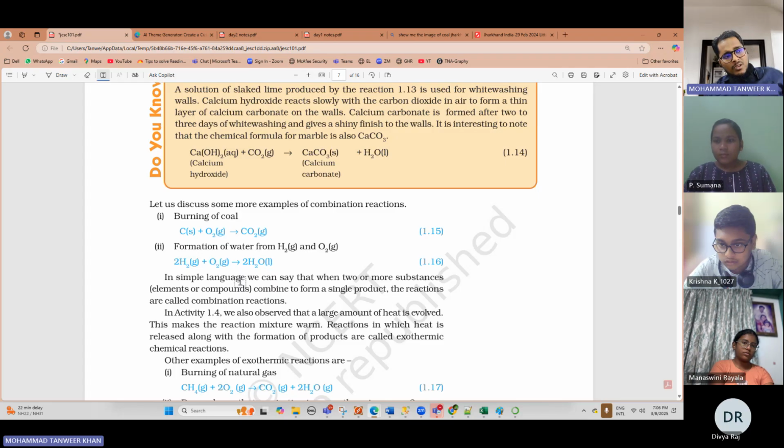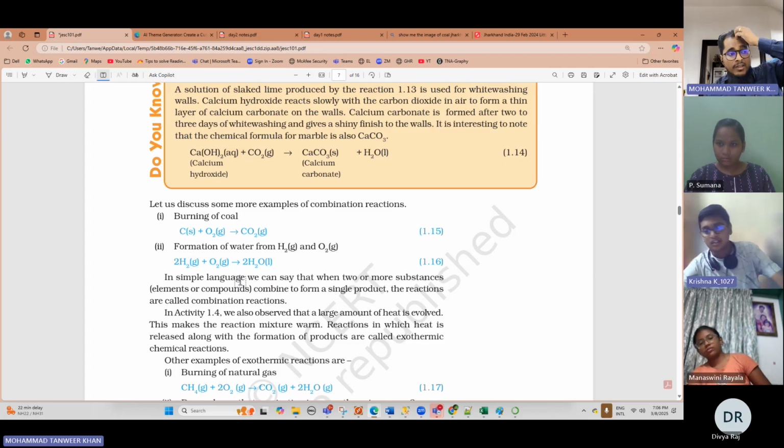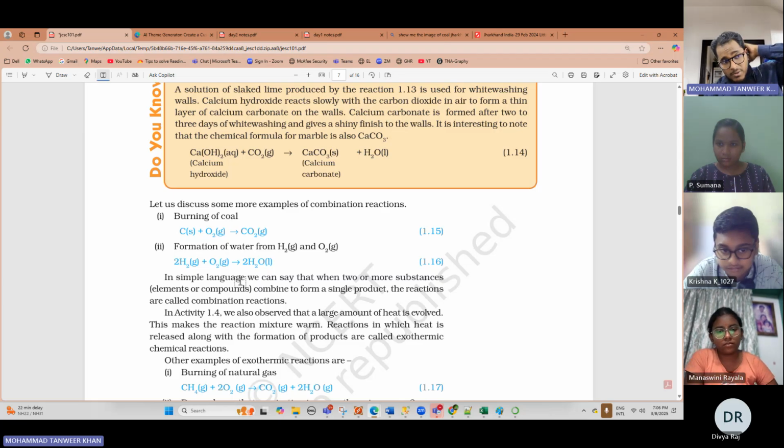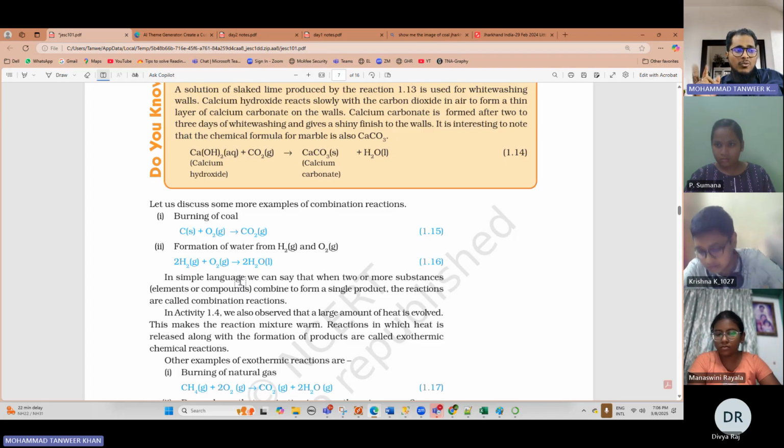So, in simple language, we can say that when two or more substances, elements, or compounds combine to form a single product, the reactions are called combination reactions. So, in a combination reaction, two or more reactants combine to give one single product. That is known as combination reaction. Hope it is clear. Yes, sir.